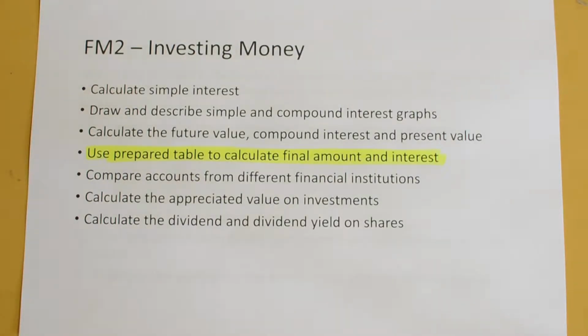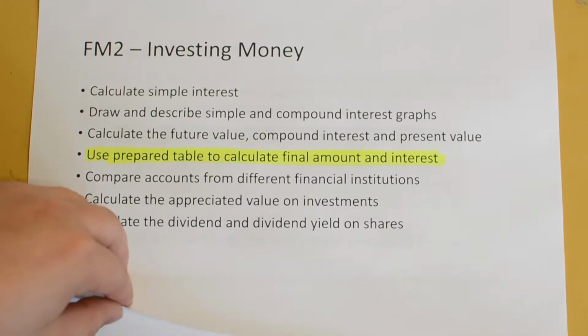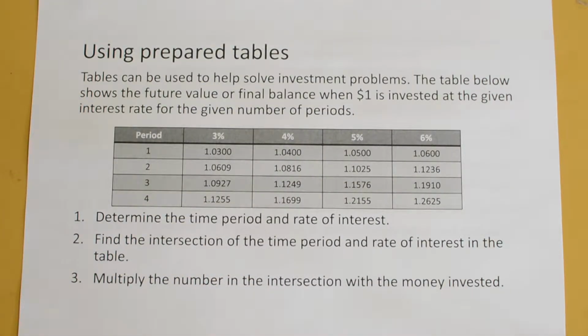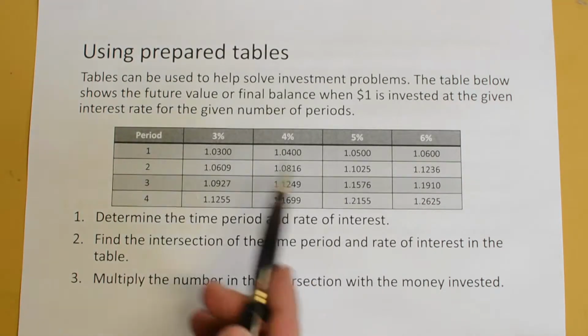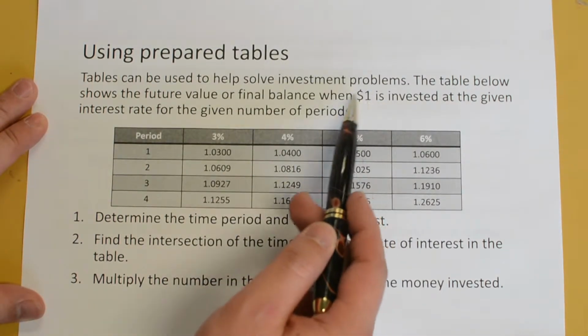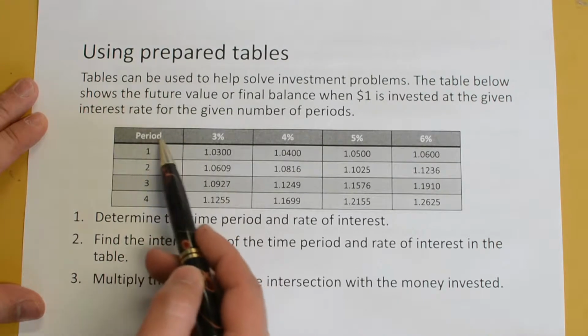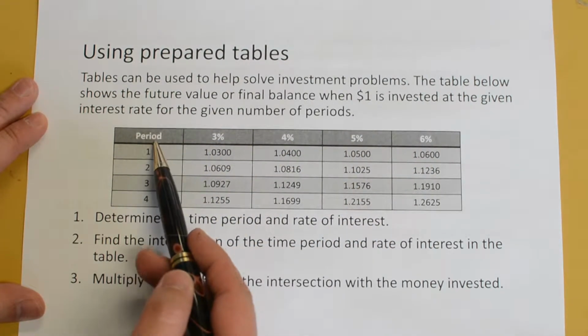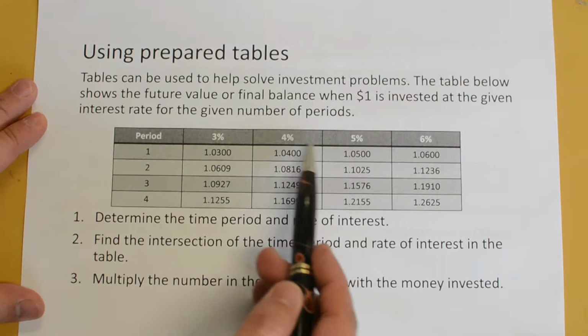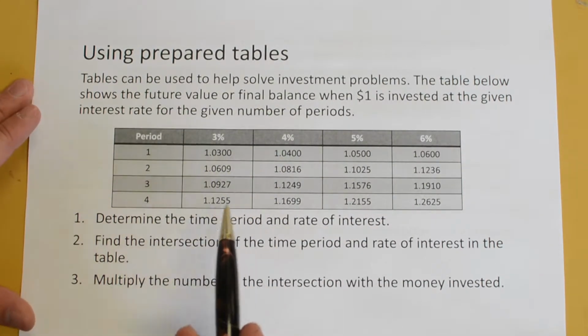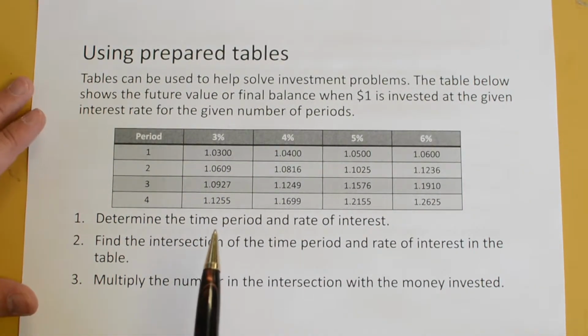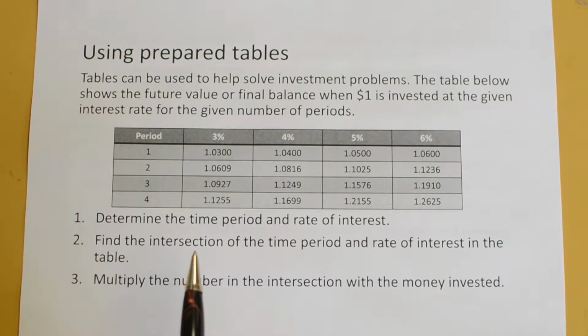Hi, today I'll be talking to you about investing money, in particular using a prepared table to calculate final amounts and interest. Here's a prepared table. What this means is if you have $1 and you invest it at the given interest rate for the given number of periods, you will earn that much at the end. This is calculated using compound interest. This is helpful for calculating the future values of loans and investments.